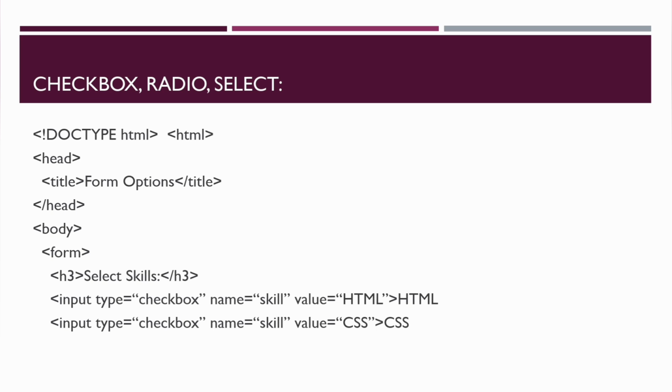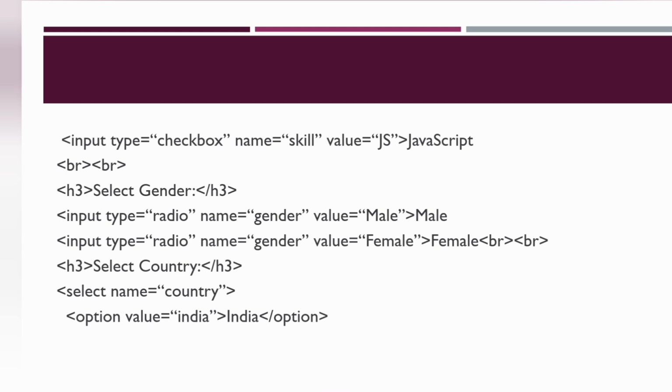Doc type HTML, head, inside title I write form options, then I closed it and open the body, then form. By using heading 3 I write select skills. The input type is checkbox, meaning we can select multiple options here. Name equal to skill, value equal to HTML, which is going to display on the output screen. Then input type equal to checkbox, I took another input for CSS. Here I'm taking another checkbox, name equal to skill, value equal to JS for JavaScript.